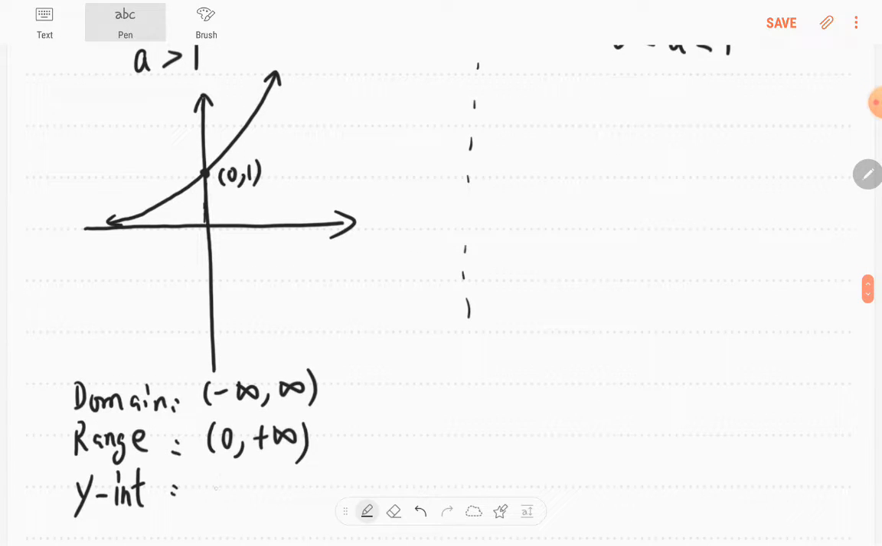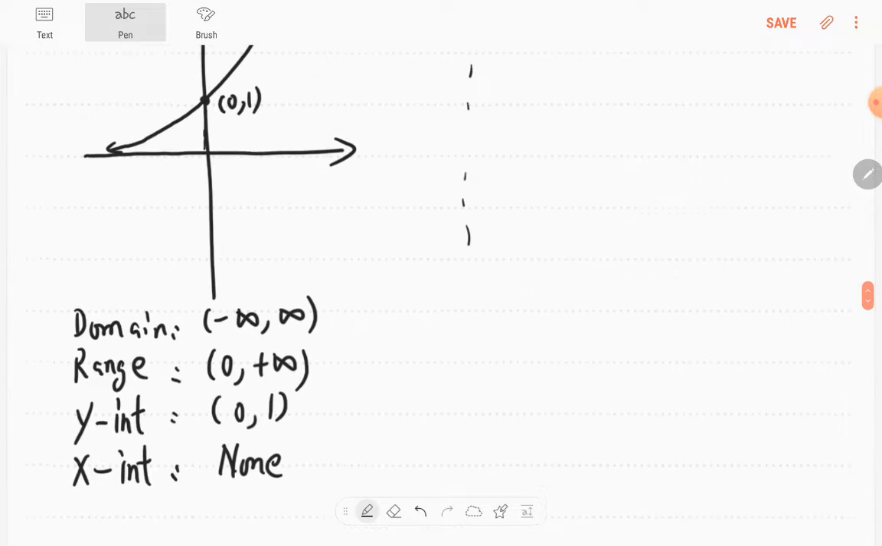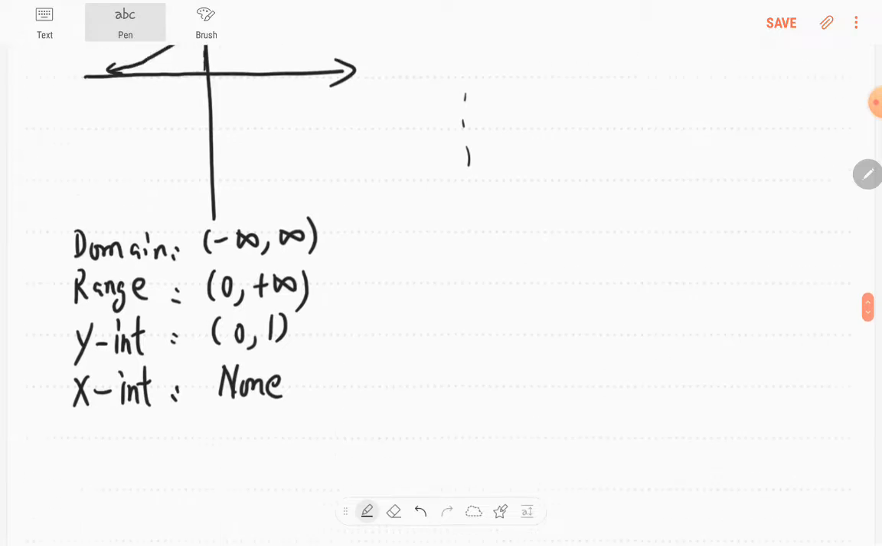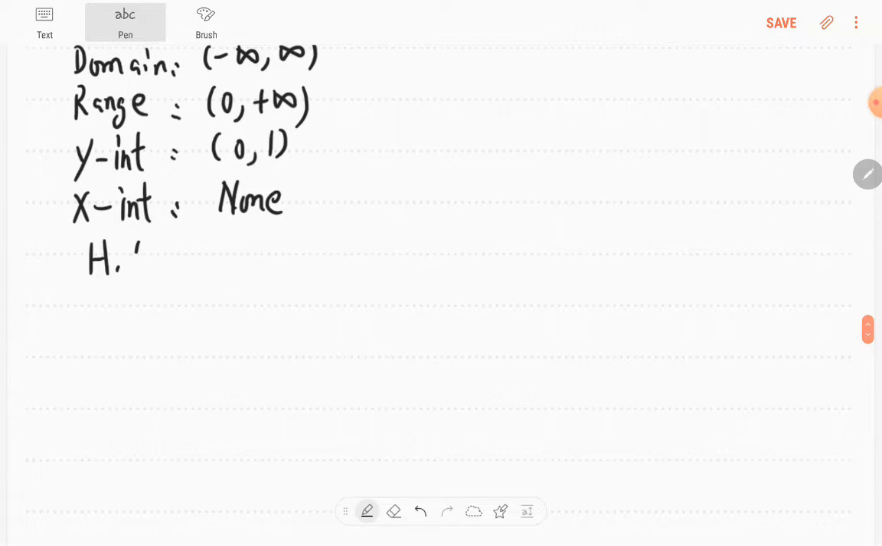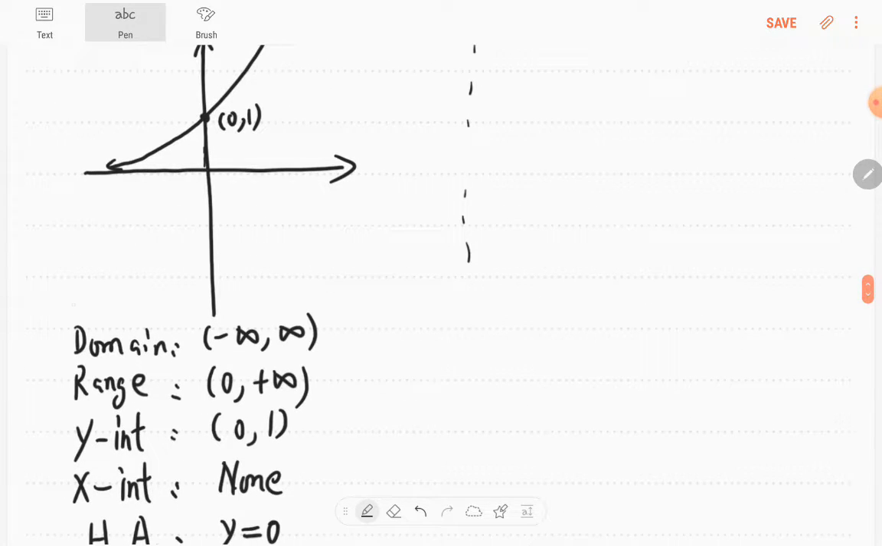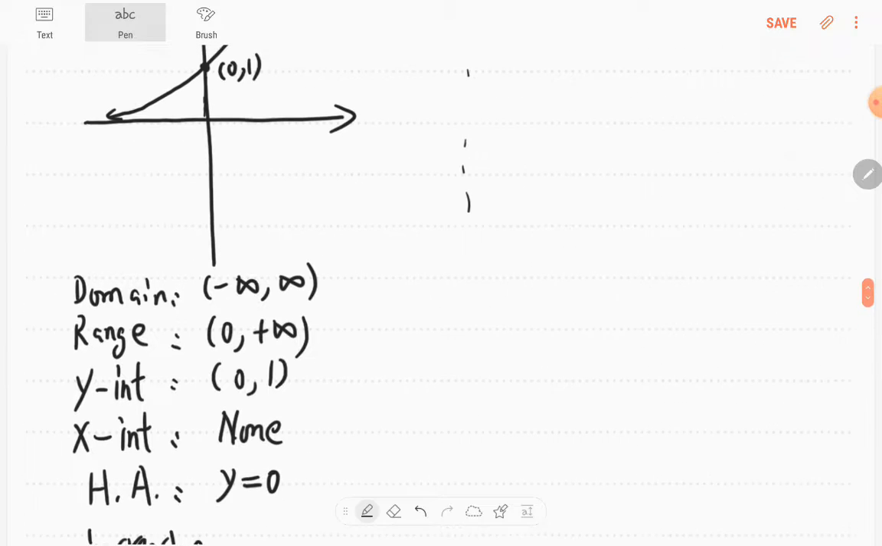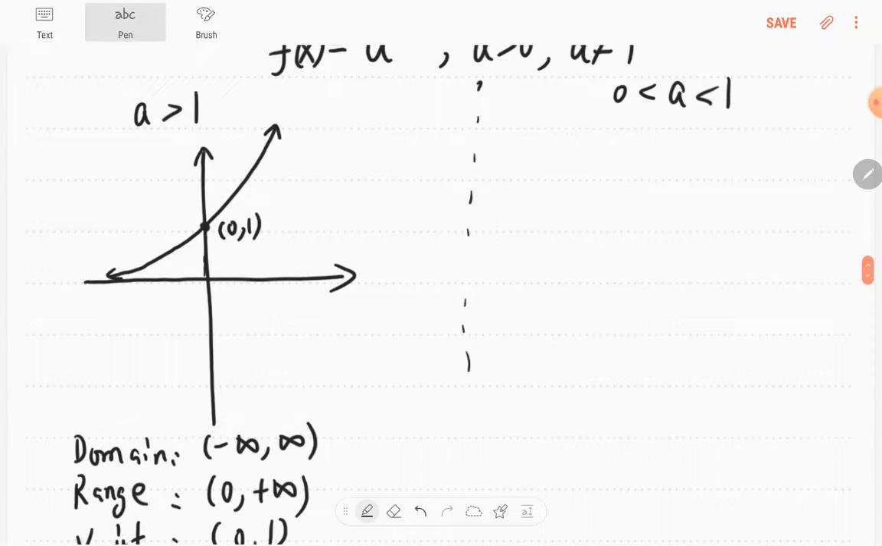Y-intercept here, which is (0, 1). What about the x-intercept? There is no x-intercept. And we also have a horizontal asymptote, which is y equals 0, or the x-axis. And this function is an increasing function. So as x becomes larger, the y value becomes larger.